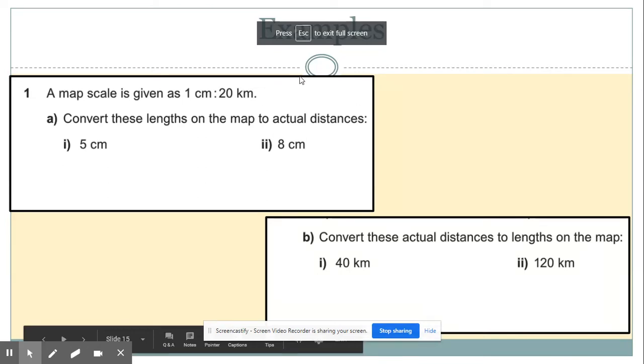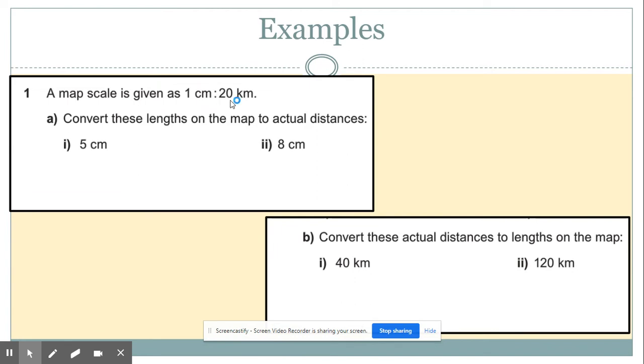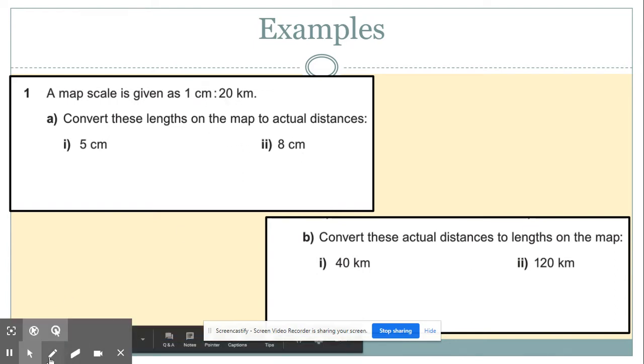Okay, let's look at another example. A map scale is given as 1 centimeter ratio 20 kilometers. That means for every 1 centimeter on a map, it represents 20 kilometers in real life. Convert these lengths on a map to actual distances.